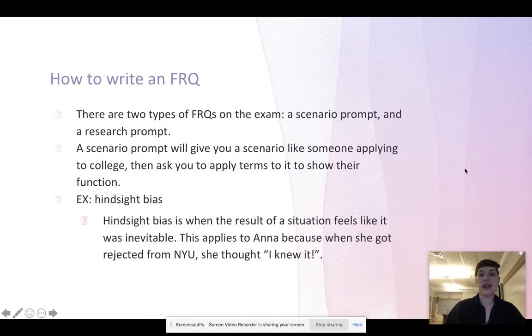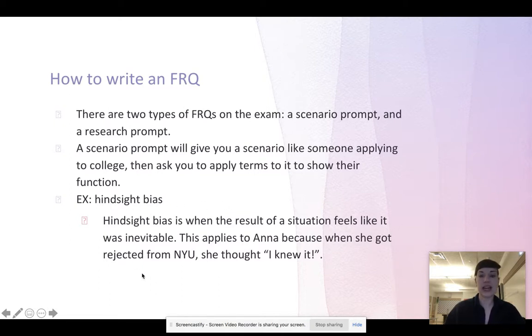So there are 2 types of FRQs on the test. There's usually one that's a scenario and one that's research-based. So a scenario prompt will lay out a situation for you, and then it will give you a list of terms, usually between 6 and 8 terms, that you need to apply to that situation. Okay, so for example, our scenario is someone applying to college here, and our term is hindsight bias. I know you don't know what that means.